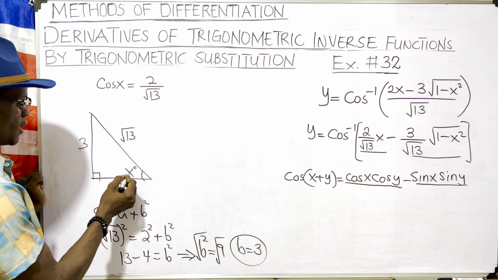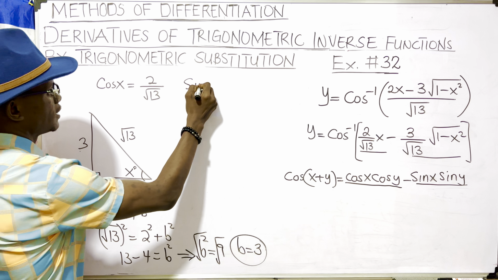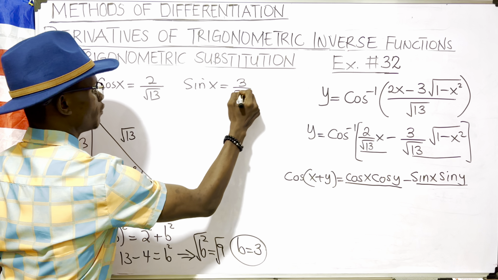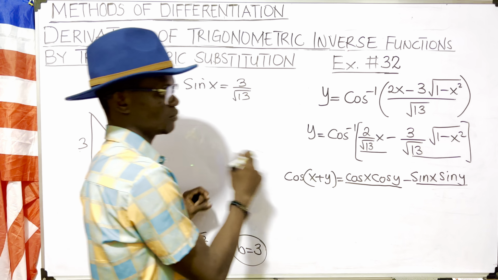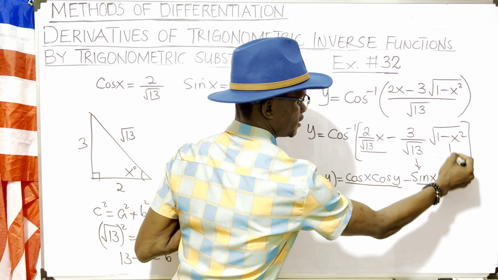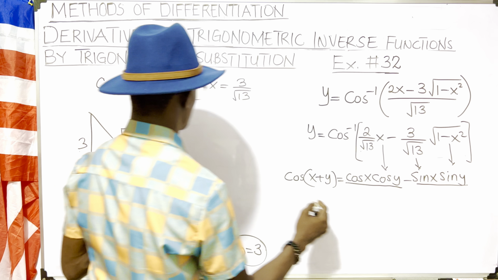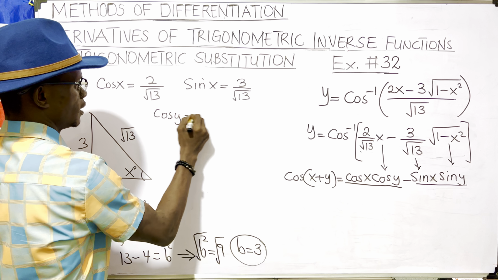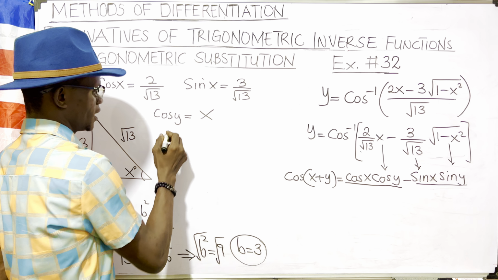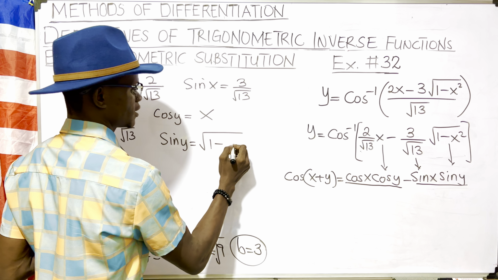So if cos of x is equal to 2 over the root of 13, it means that sine of x will be 3 over the root of 13. That's exactly what we see here. This is the position of sine of x, then this is the position of sine of y. But what is cos of y? We know that cos of y is equal to x. So if cos of y is equal to x, then what is sine of y? Sine of y is equal to the root of 1 minus x squared.